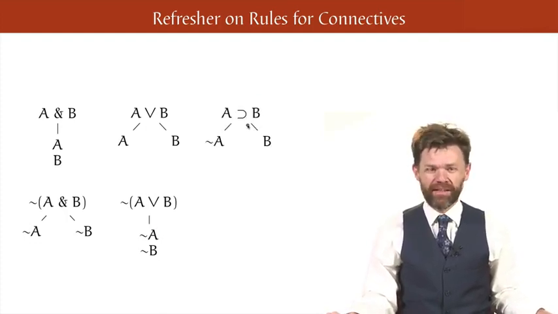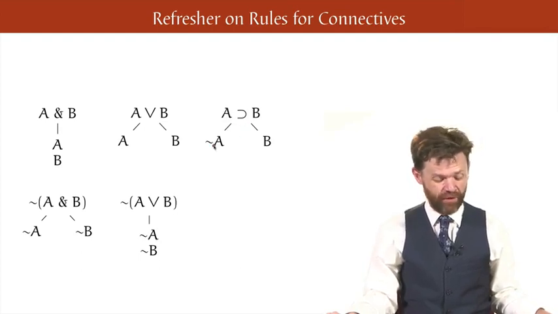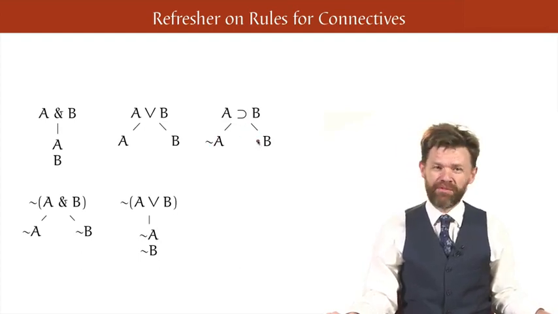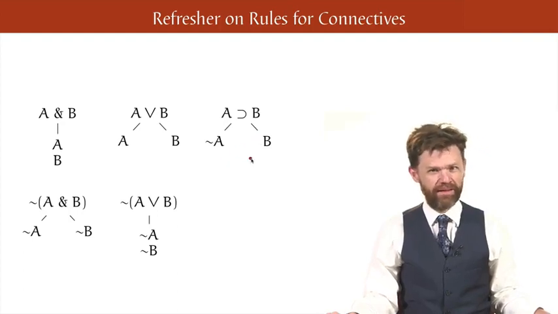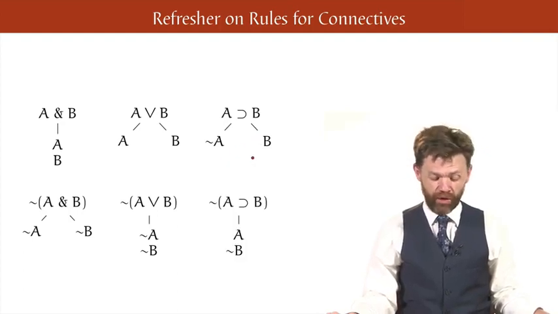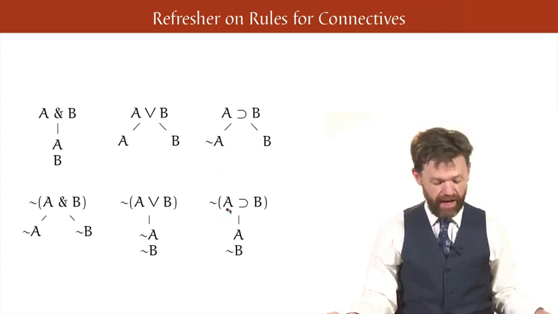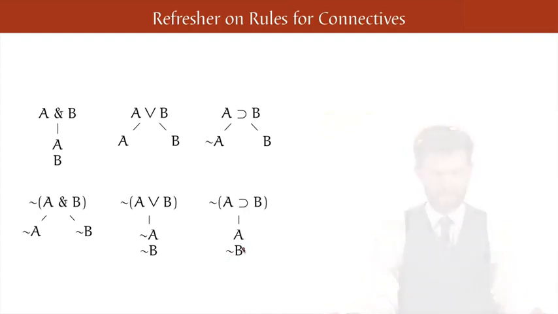A conditional: if a conditional A implies B is true, then either A is false or B is true. So we've got two branches, one with not A and the other with B. Conversely, for the negated conditional, if A implies B is false, that means that A is true and B is false. So we write down A and not B in the one branch.